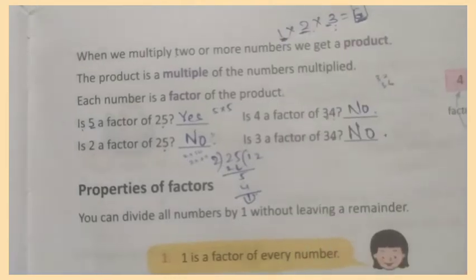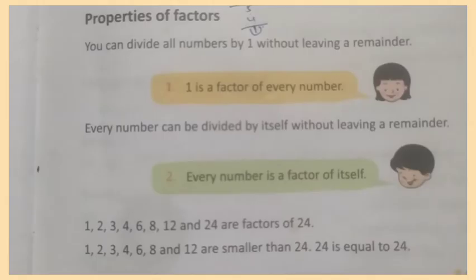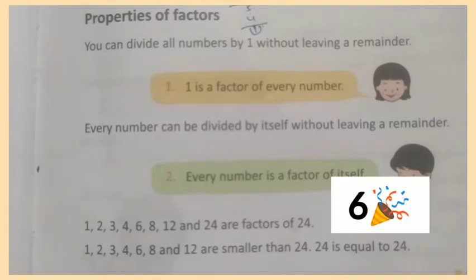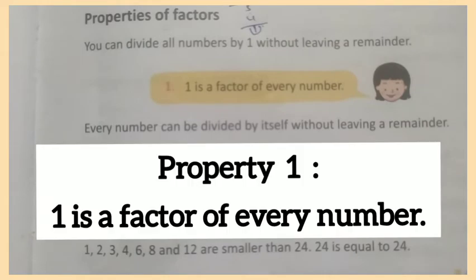Now let us learn about properties of factors. There are 6 properties of factors. How many are there? 6. I will say one by one. Look here, 1 is a factor of every number. Yes, you can divide all numbers by 1 without leaving a remainder. So 1 is a factor of every number.